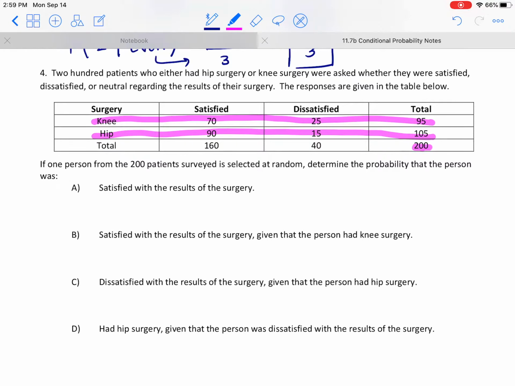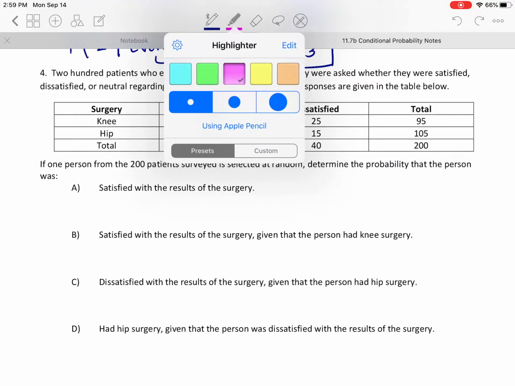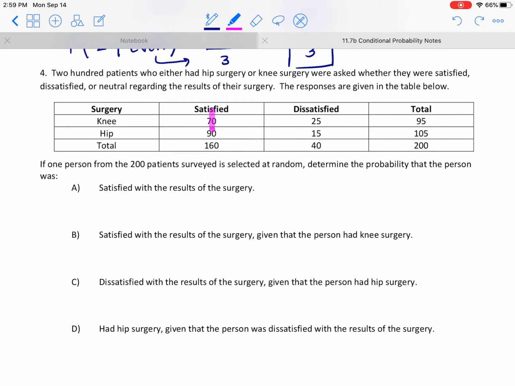And then we have the other direction. Let's see, we have 160 satisfied and 40 dissatisfied for, again, the 200 total. Okay, so some in all of those categories.